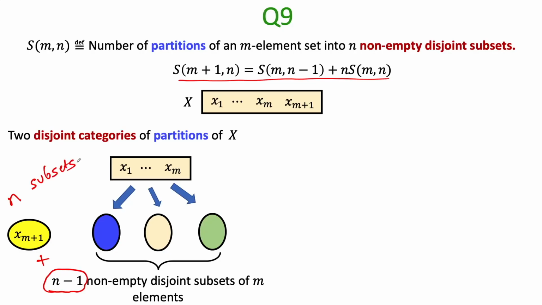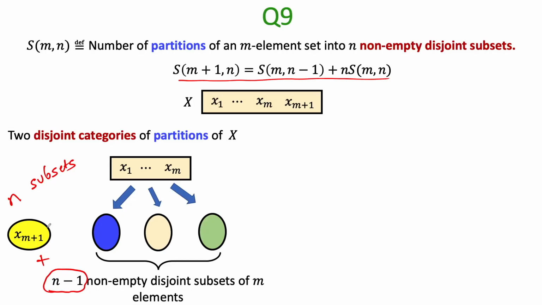n minus 1 number of subsets, their union will give you x1 to xn, and you have an additional subset which has only element x of m plus 1. That's one category of partition of the set X. How many partitions in this category can we have?